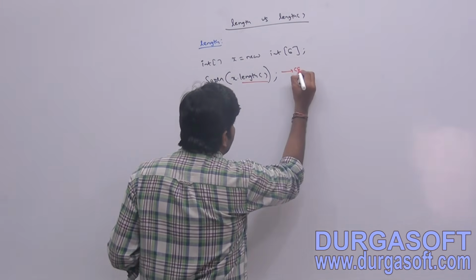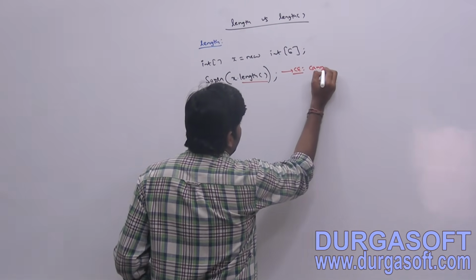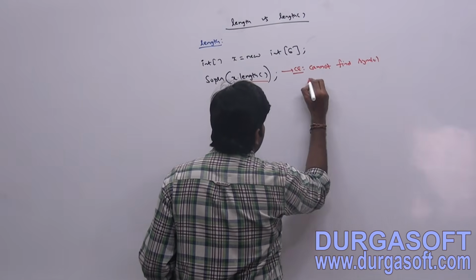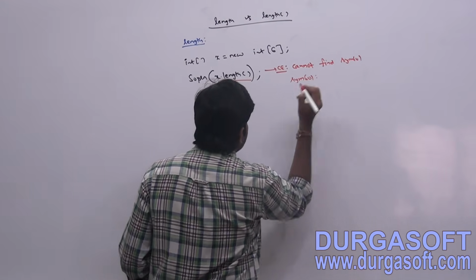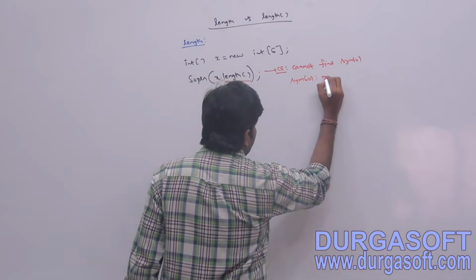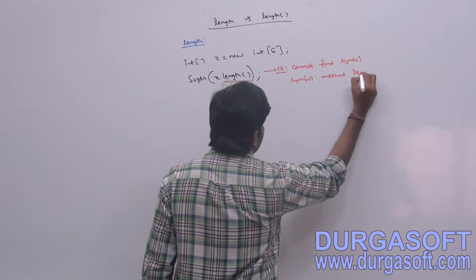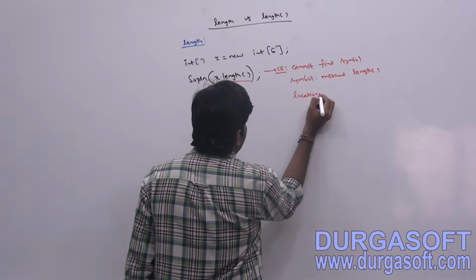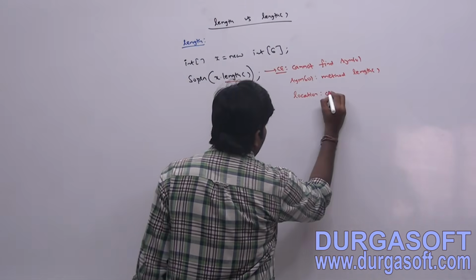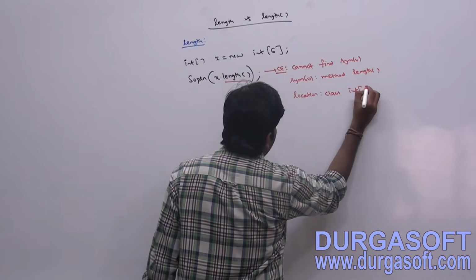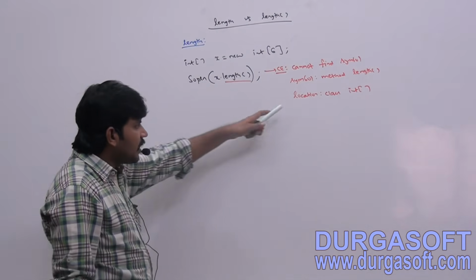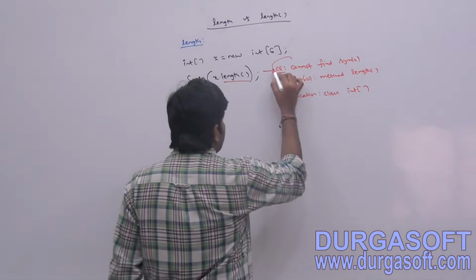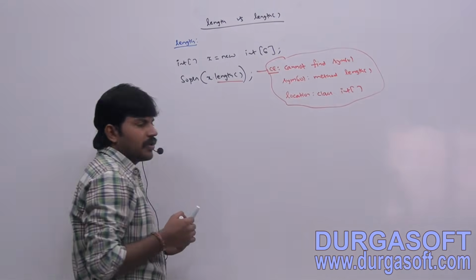Now we are going to get a compile time error saying cannot find symbol. Which symbol? Method length. In which location? Class int array type. Sir, class int array. For int array type, there is no length method. How can I compile? It is nothing but a compile time error by default.